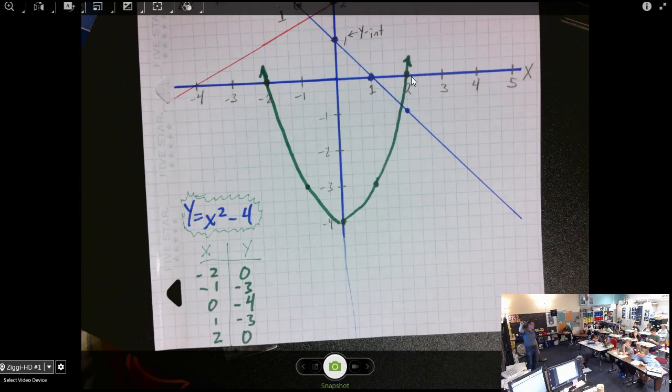Alright. Now we could do more points. We could do -3 and it would be way up here. And we could do +3 and it would be way up here. But we're out of time, so we're not going to.